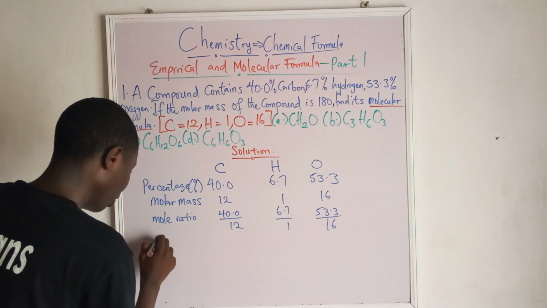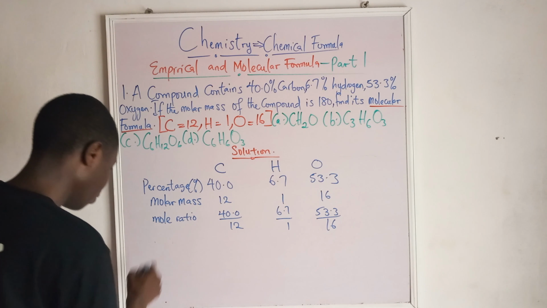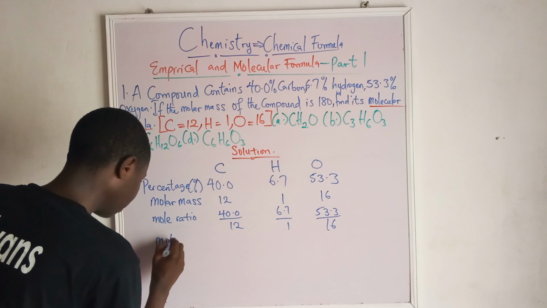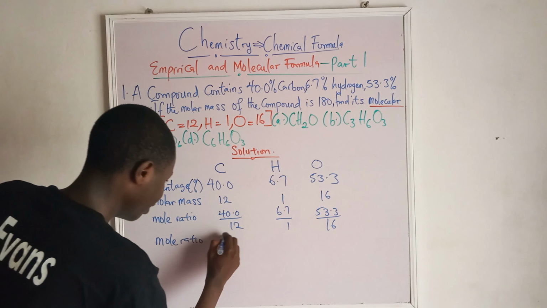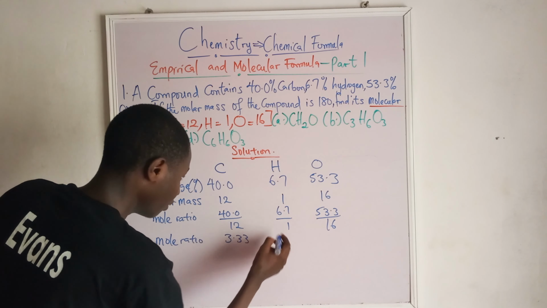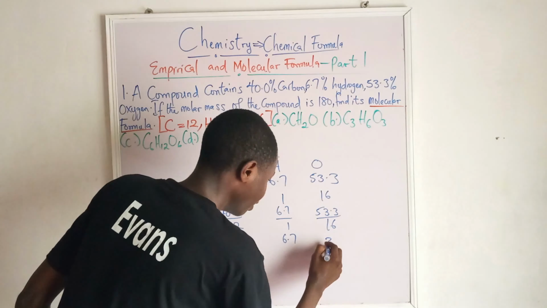So we are still under mole ratio. Now what are we going to get? So I said this is 3.3. So this one is still 6.7. What's this one? We said it's 3.33.